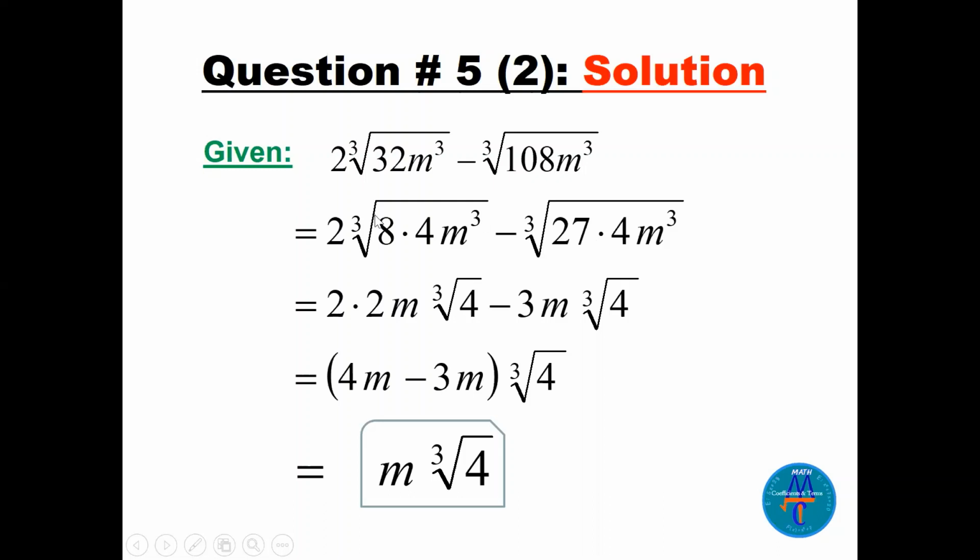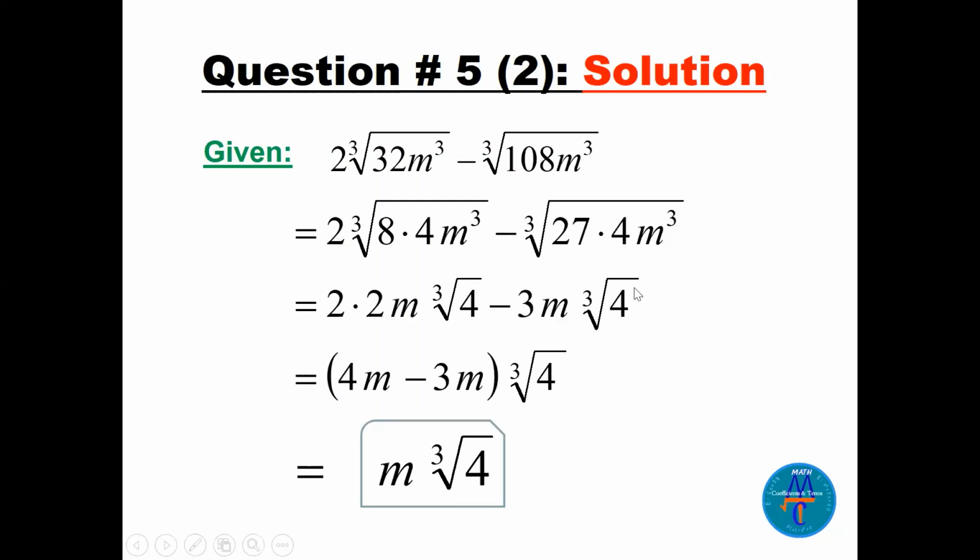Now I start simplifying. Cube root of 8 is 2. Cube root of m cubed is m outside here, you see. So there is a 2 from the question. There is a 2 from this 8. And this 4 stays inside. There is 3 outside from the cube root of 27. Cube root of m cubed is m. What's left is cube root of 4.